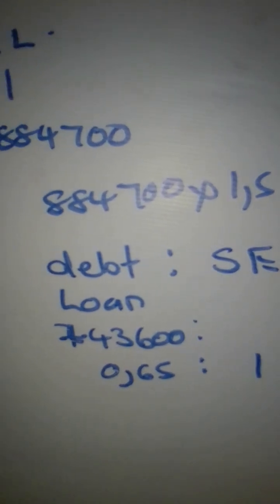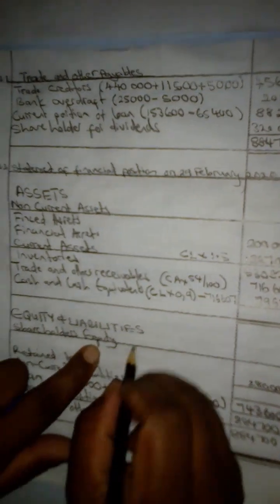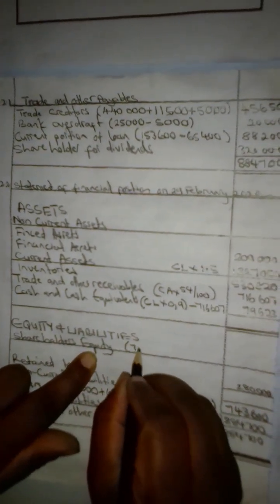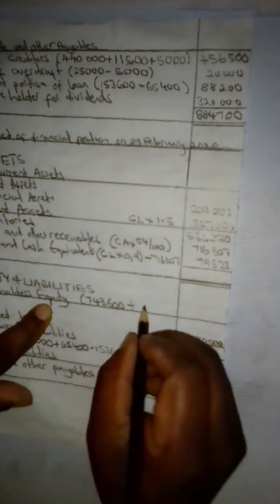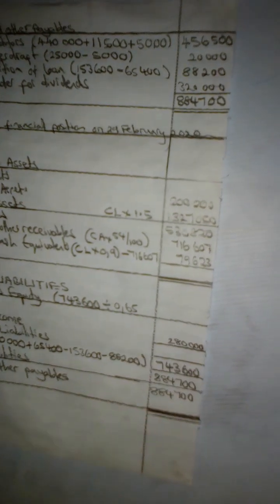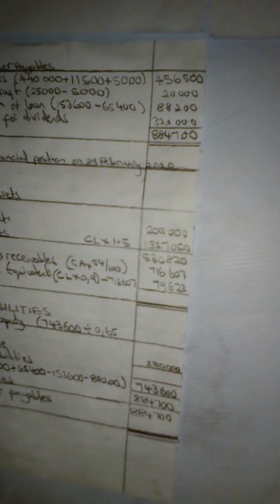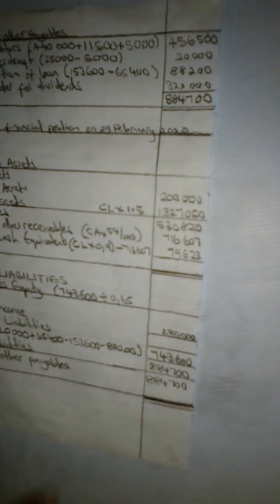So in order for us to get the 1, it's very simple. I'm going to show it on the answer book. We simply take 743,600 and divide it by 0.65. Let's do that, and then you find out that we are going to get something like 1,144,000.